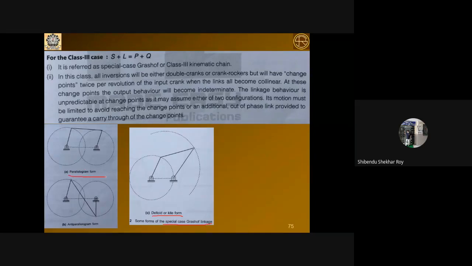Both are parallelogram forms. The parallelogram form is similar to your double crank, and in the deltoid form you will get a crank rocker. And the inverted one is called the anti-parallelogram form. So you will get these three forms of mechanism in the case of a mechanism which satisfies S plus L equal to P plus Q. This is why it is called the special Grashof linkage, class 3 kinematic chain.